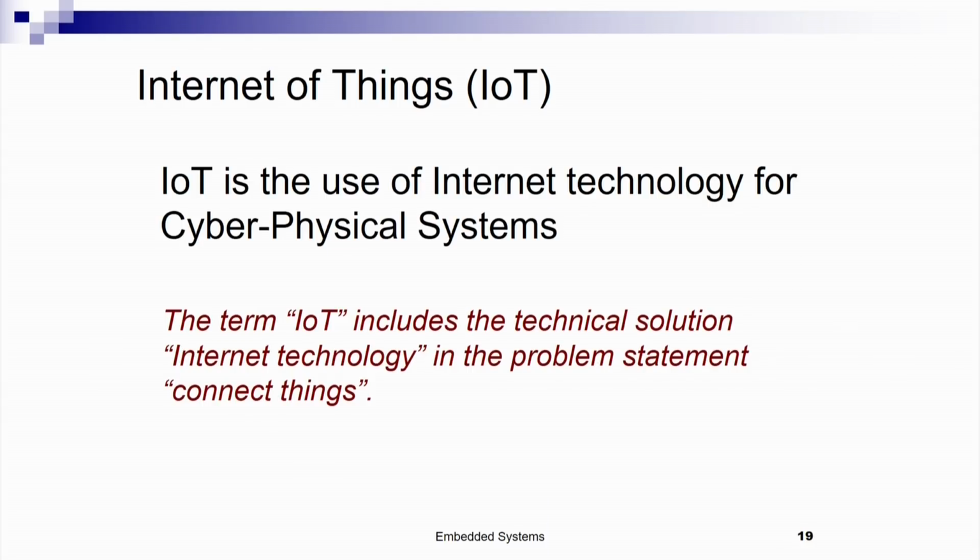And what is an IoT or an Internet of Things? Again, IoTs can be defined as the use of internet technology for cyber physical systems. Here, the term IoT includes the technical solution, internet technology, in the problem statement, connected things. So, these things could be defined as individual embedded systems with a computing capability. Now, these things communicate over the internet to do something that includes both of them, but is different.